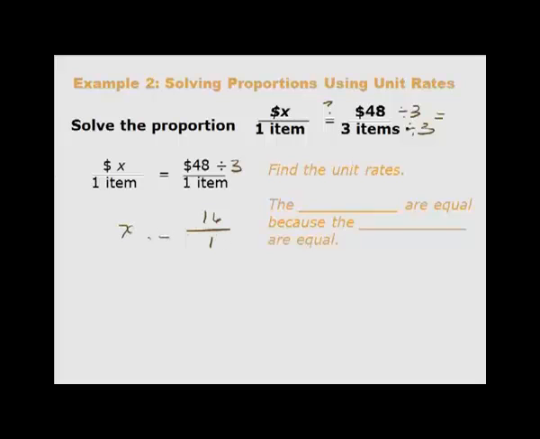So we have x over 1 item equals 16 over 1. And we know that the numerators are equal because the denominators are equal.